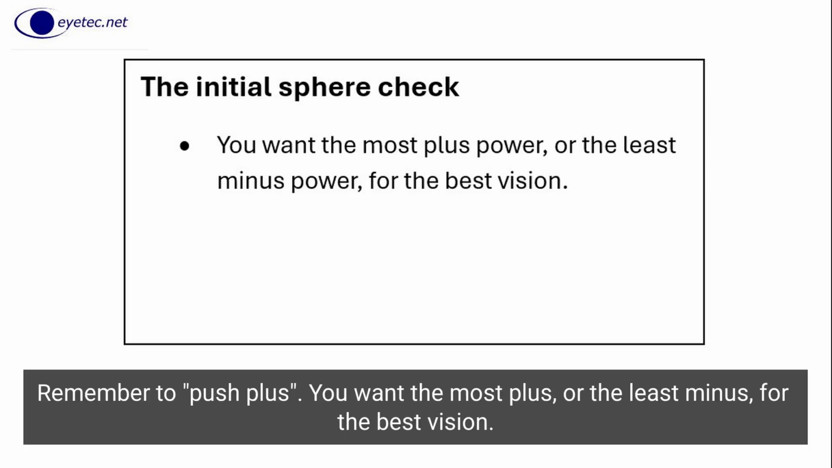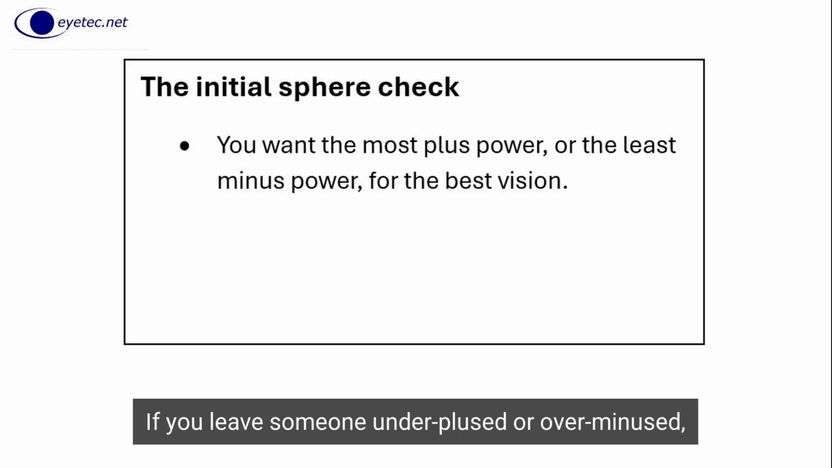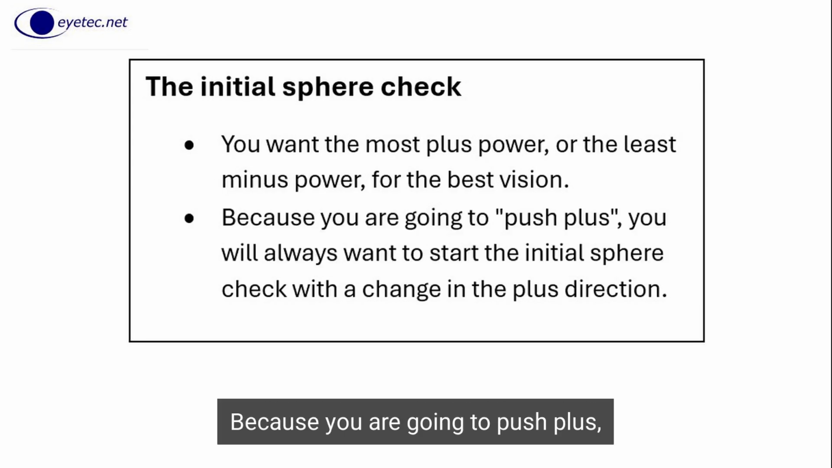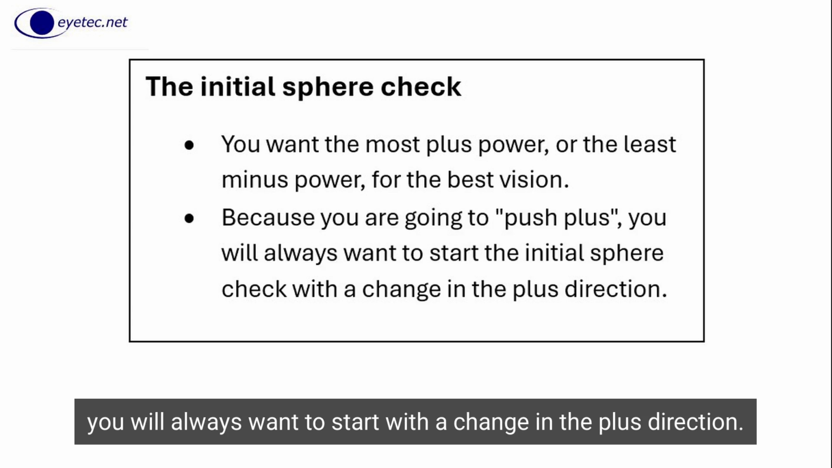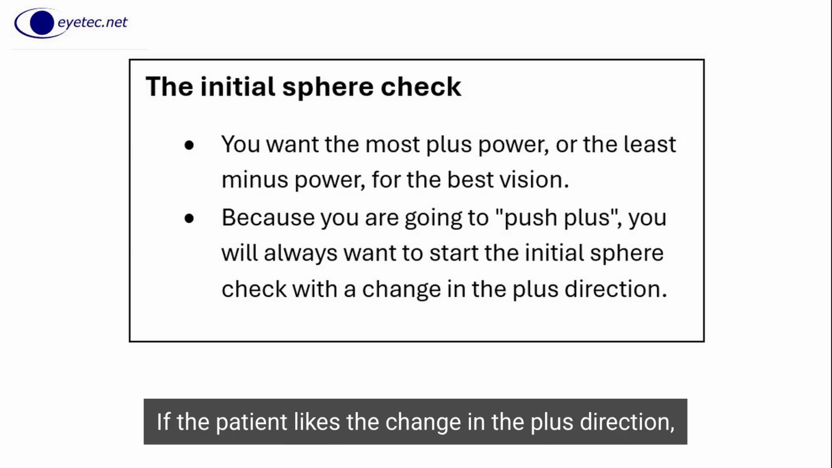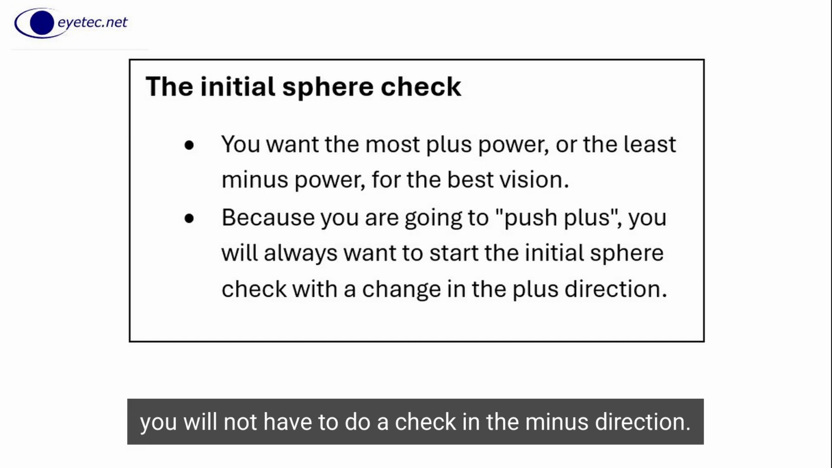Remember to push plus. You want the most plus, or the least minus, for the best vision. If you leave someone under plussed or over minused, then they have to use some of their accommodative power constantly, even to see clearly in the distance. This may cause symptoms of eye fatigue and will make it more difficult for them to read. Because you are going to push plus, you will always want to start with a change in the plus direction. This will save you time. If the patient likes the change in the plus direction, you will not have to do a check in the minus direction.